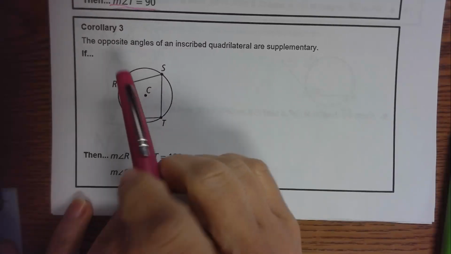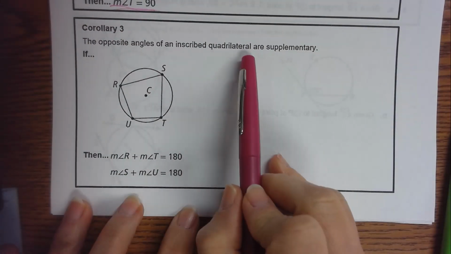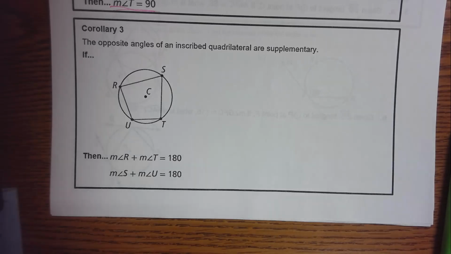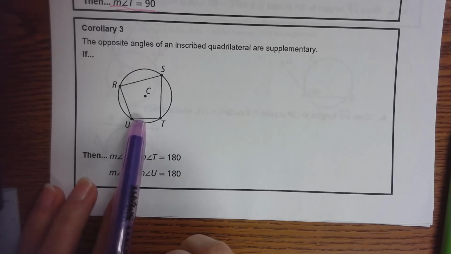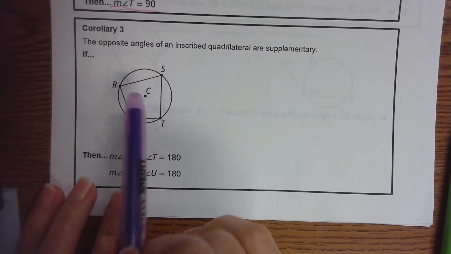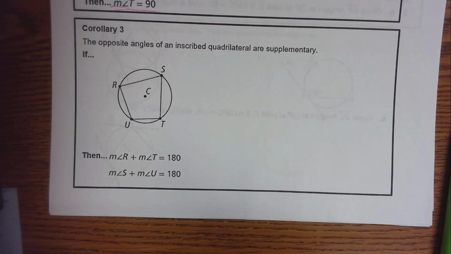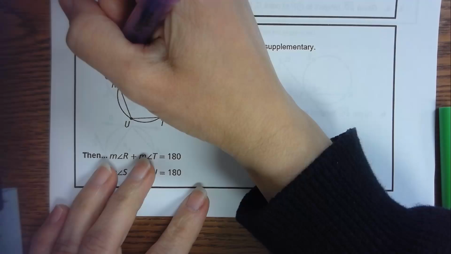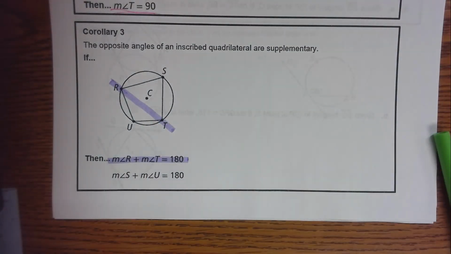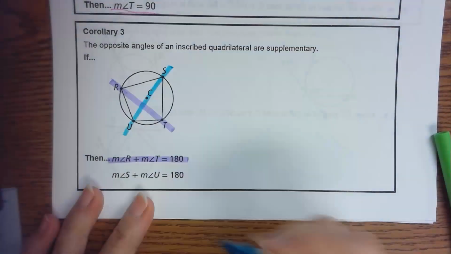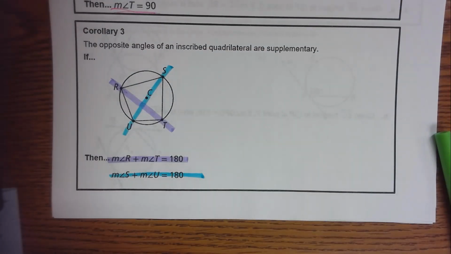Corollary number 3: the opposite angles of an inscribed quadrilateral are supplementary. All right. So this one is saying if we have four different inscribed angles, they form a quadrilateral that is inside of the circle. Okay? So opposite angles are supplementary is what this corollary says. So in other words, R plus T add up to 180, and then U plus S, these are opposite angles, they are supplementary, they add up to 180. Okay?